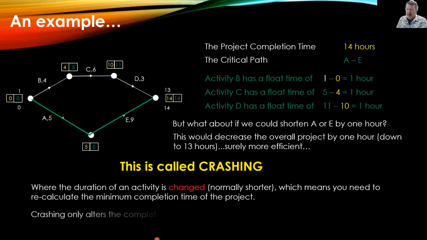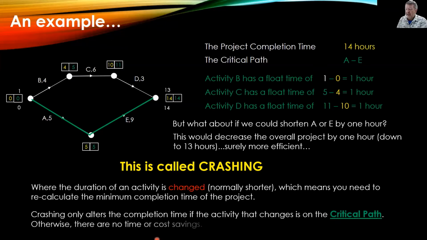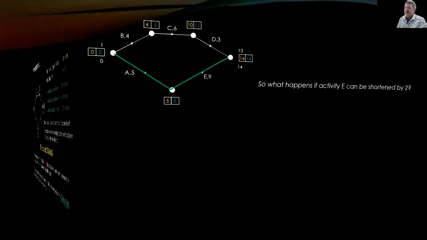All right. Now, important bit here, crashing only alters the completion time if the activity that changes is on the critical path. If we shortened D up here to 2, that wouldn't change the completion time, would it? It'd still be 14. Seems logical, doesn't it? The activity you change, you crash, has to be on the critical path. Otherwise there are no time or cost savings. Let's have a look what that means.